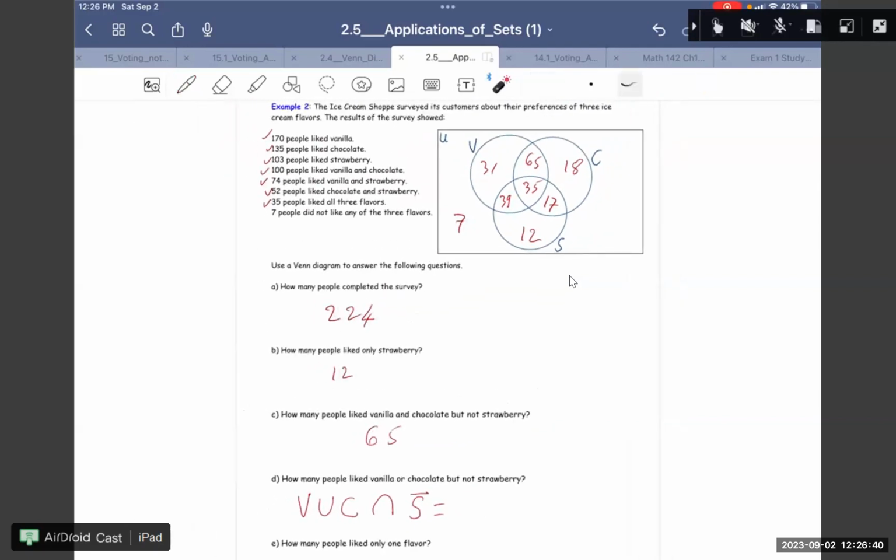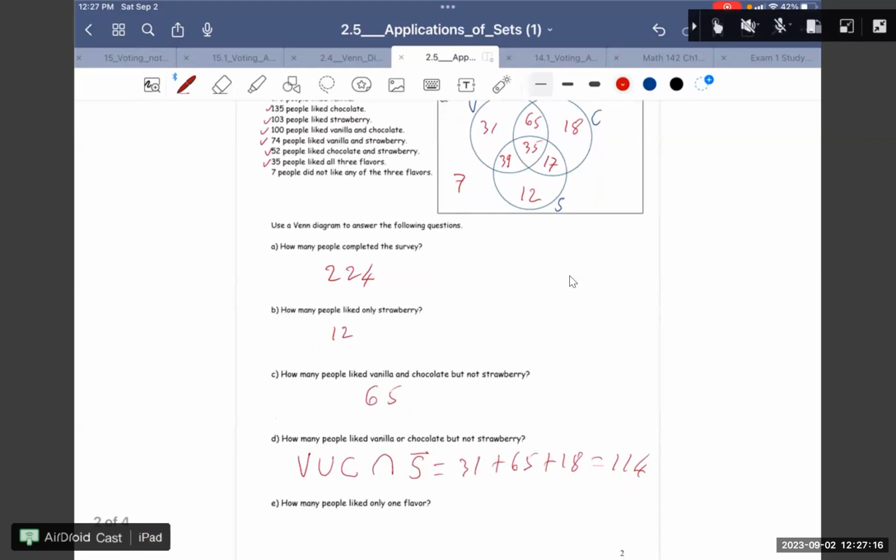But not strawberry. So we have vanilla, strawberry, and the people who do not like any flavor right here. So what do we have? We have this one, and this one. So we have 31 plus 65 plus 18. So we have 114 people who like the flavor.